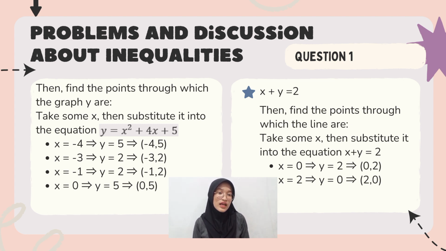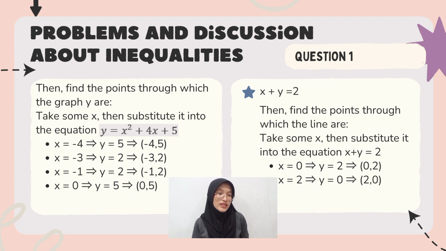So, for the line x plus y equals 2, then find the points through which the line passes. Take some x, then substitute it into the equation x plus y equals 2.